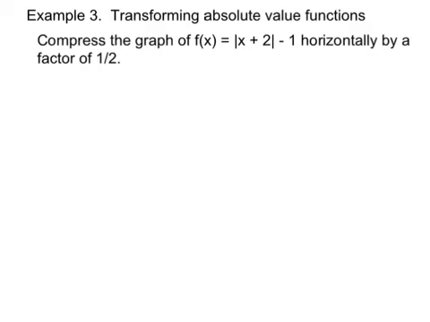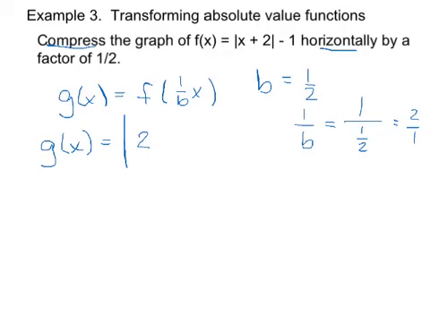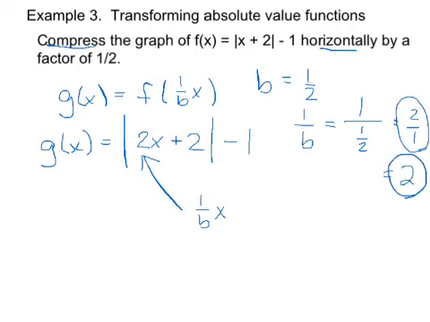Okay, let's try the next one. Another example of transforming absolute value functions. We're compressing a graph. We do not need to graph it. We're just working through the equation, but we're doing it horizontally by a factor of a half. These types are where we change the input. Okay, it's horizontally, so our input changes. And we have b equals 1/2. So 1 over b equals 1 over 1/2, which equals 2 over 1. So in our input, we're going to have 1 over b x plus 2 minus 1. That is 1 over bx right here. So here we have our answer.